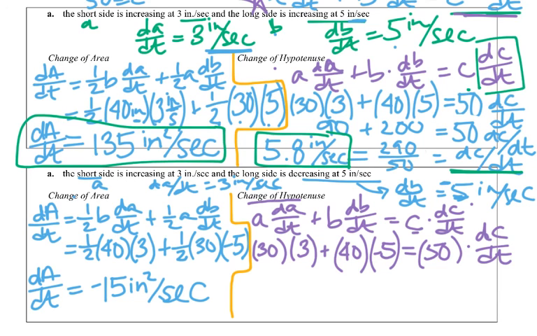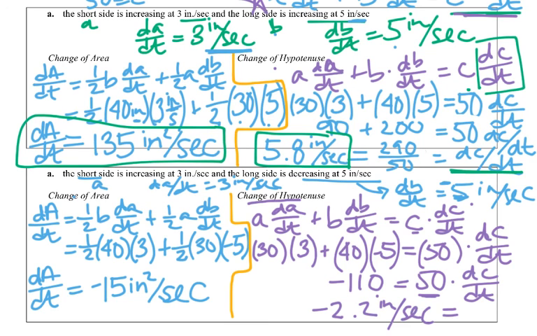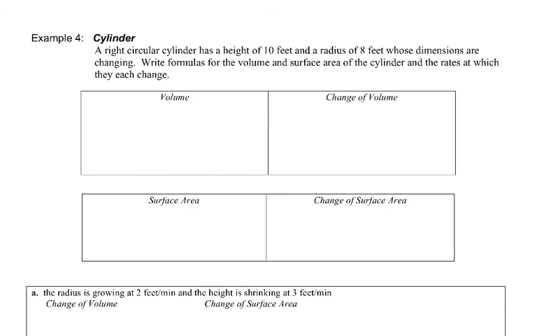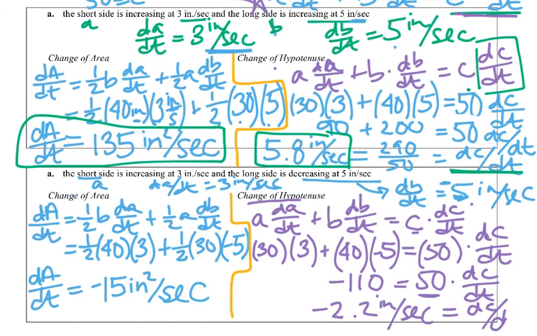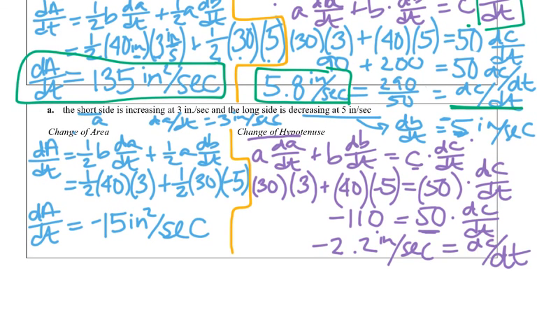Okay, so when I plug that in, I get negative 110 equals 50 times dC/dt. Divide both sides by 50 to get rid of this and get dC/dt alone. When I do that, I get negative 2.2 inches per second equals dC/dt. Ooh, changed pages there. dC/dt. And that's our final answer.